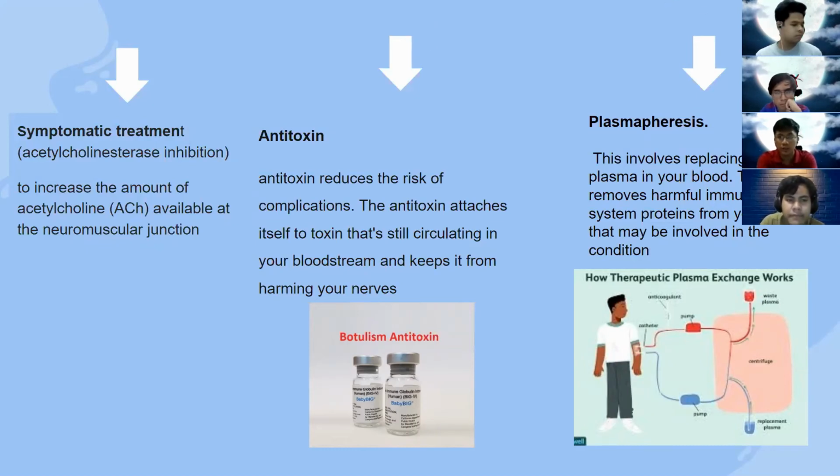The last one is plasmapheresis, which involves replacing the plasma in your blood. This removes harmful immune system proteins from your blood that may be involved in the condition. The picture below shows generally how therapeutic plasma exchange works.